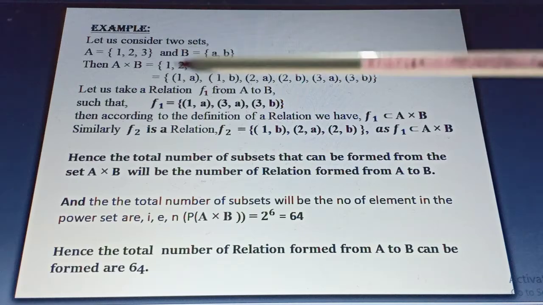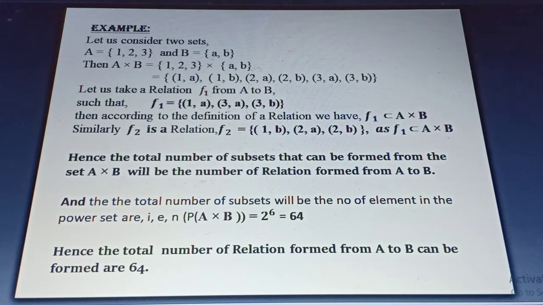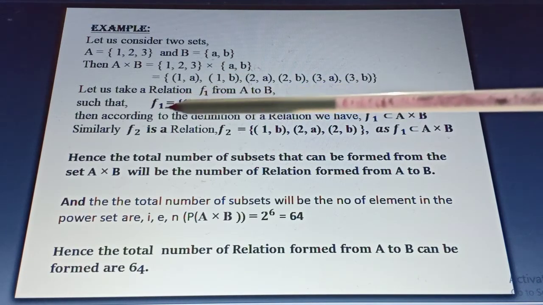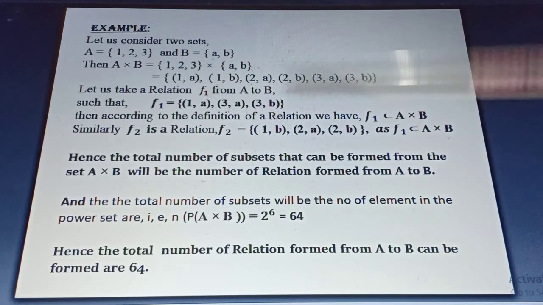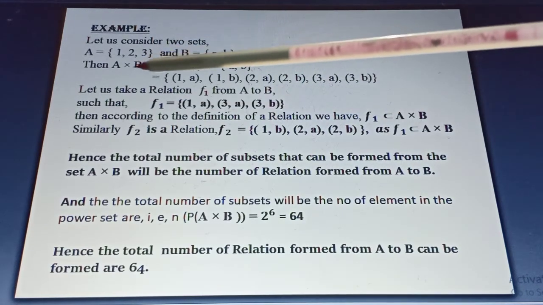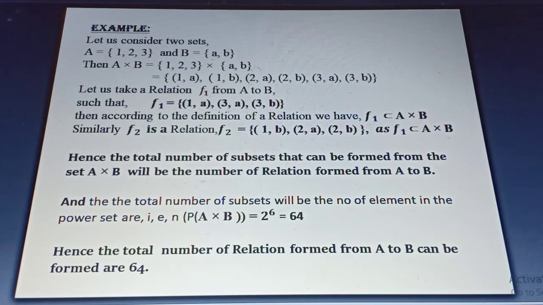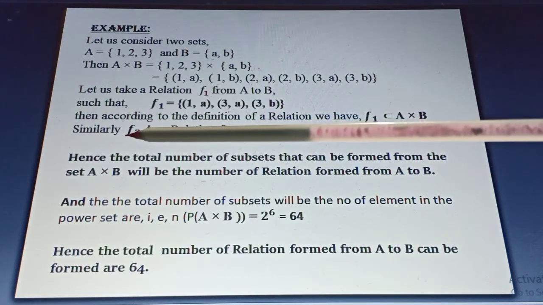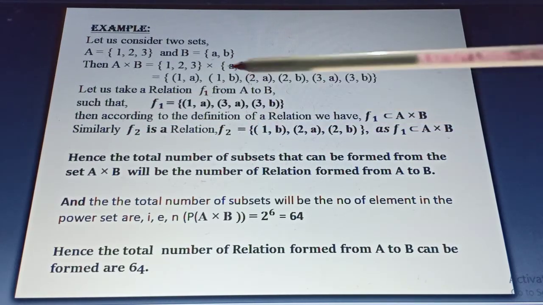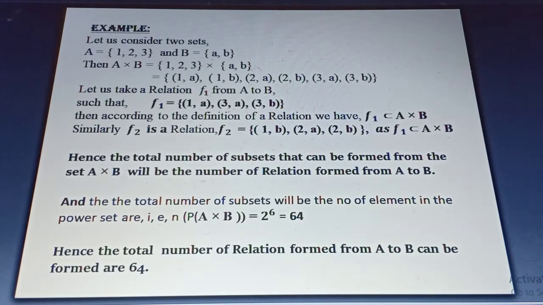And here the domain of F1 will be 1, 3 and 3, so only 1 and 3 you can say. And the range of F1 will be a and b. So students, what is the codomain of F1? The codomain of F1 will be the set B, all the elements of set B, meaning a, b. One more relation is taken, F2, and its elements are 1b, 2a, 2b. So F2 is also a relation.